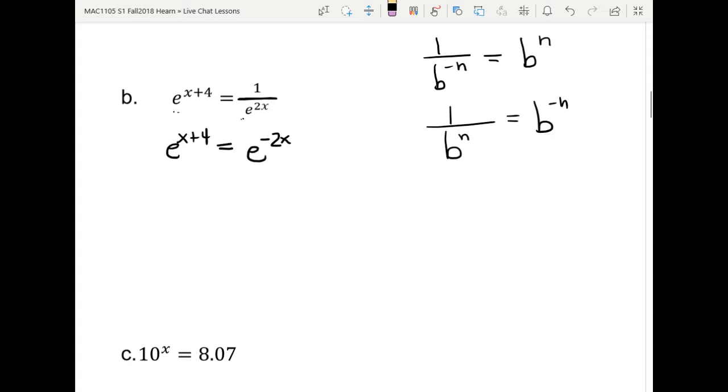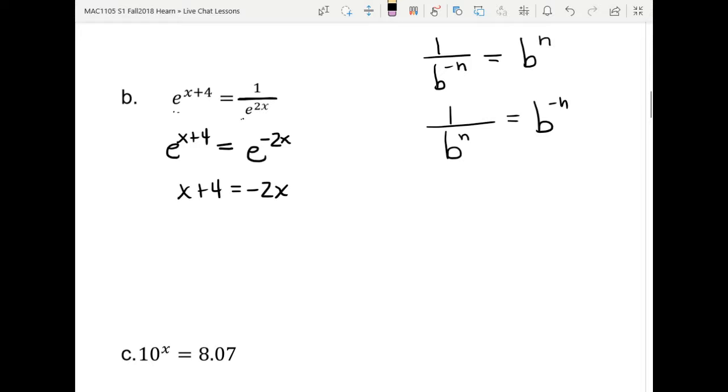All right, so now we have the same base. Remember, e, by the way, is just about 2.7, but it's an irrational number like pi, so we can't write it out in decimal form. It goes on forever, so we just write e. But when we raise that number to the x plus 4, we get the same result as when we raise it to the negative 2x. So that must mean that x plus 4 is equal to negative 2x by the one-to-one property of exponents.